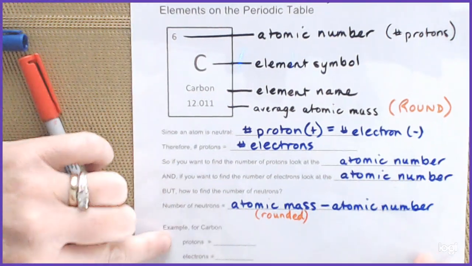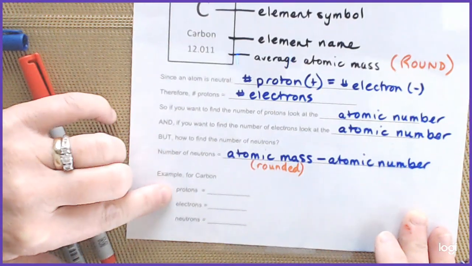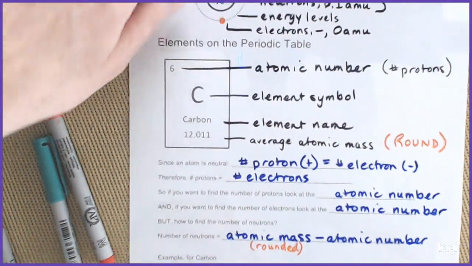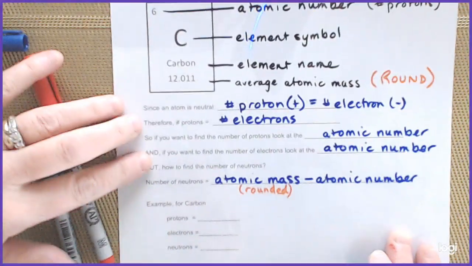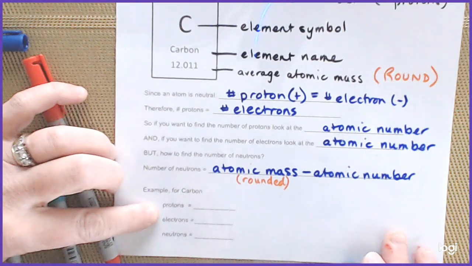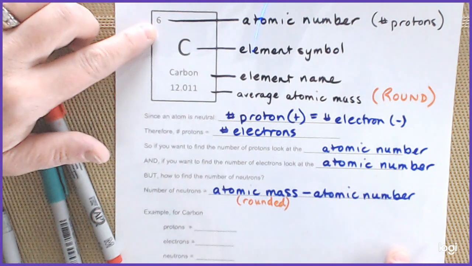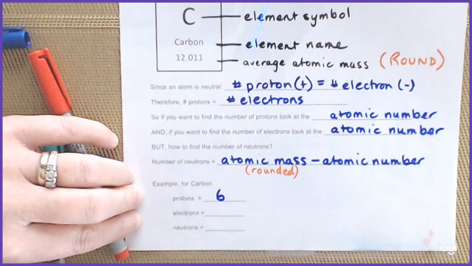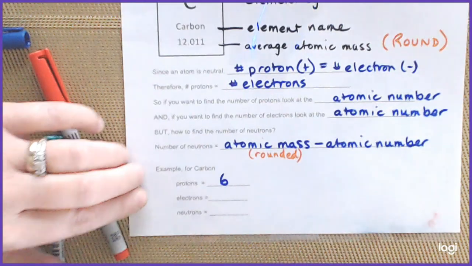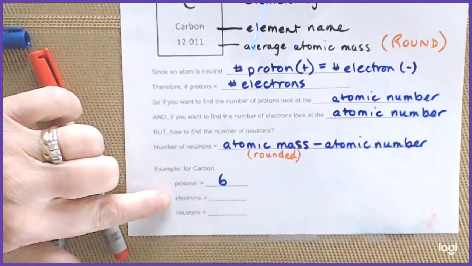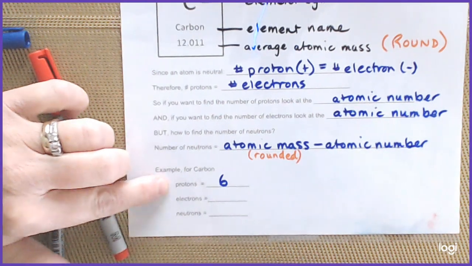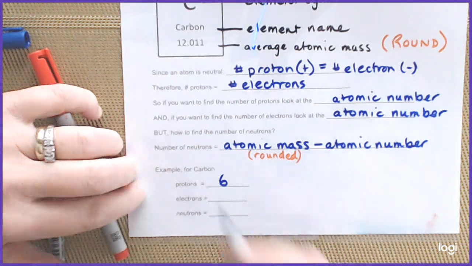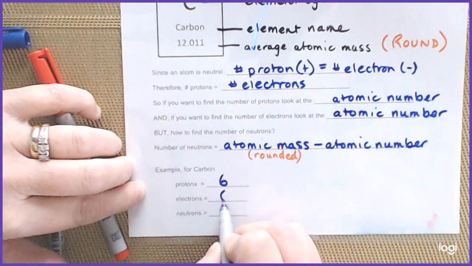So let's go back and find our number of protons, our number of electrons, and our number of neutrons using this information from here. Our number of protons we know is equal to the atomic number. So since the atomic number is 6, for carbon our number of protons is 6. For our electrons, we know our number of electrons is going to be equal to our number of protons because we have to have equal negative particles to our positive particles, so we know our number is going to be 6.